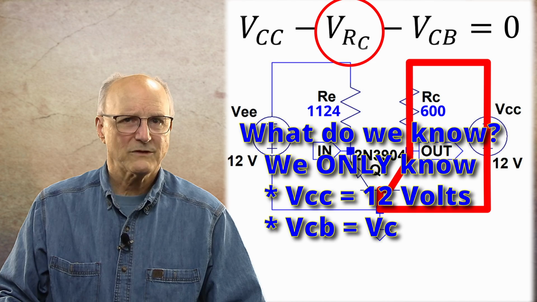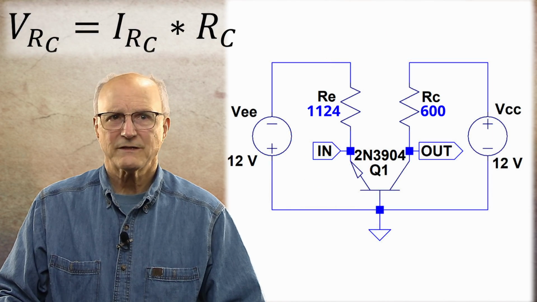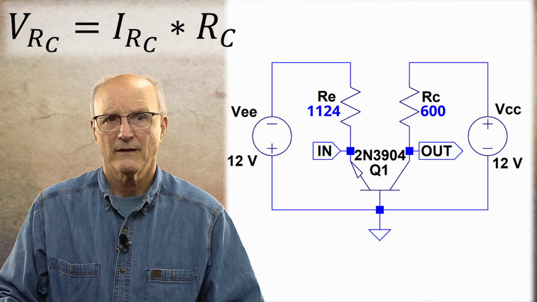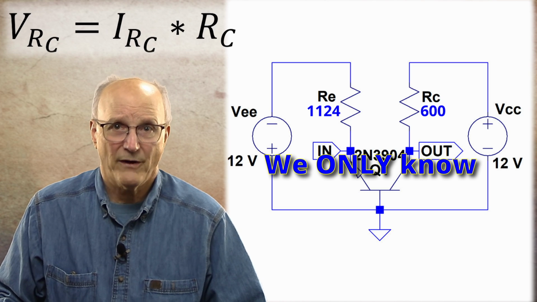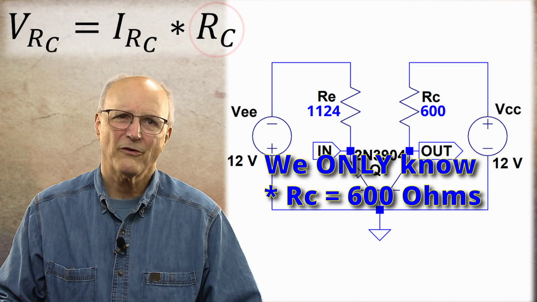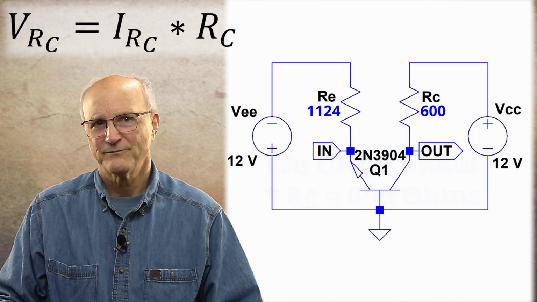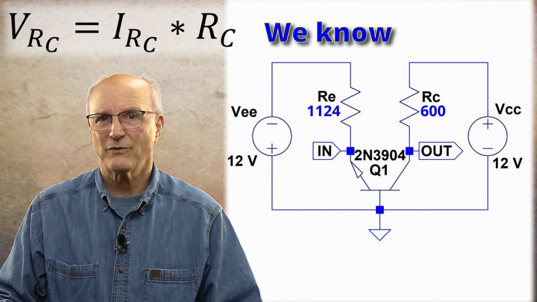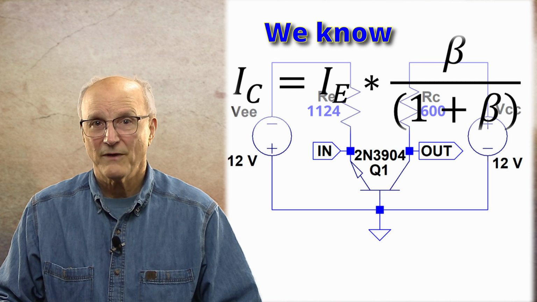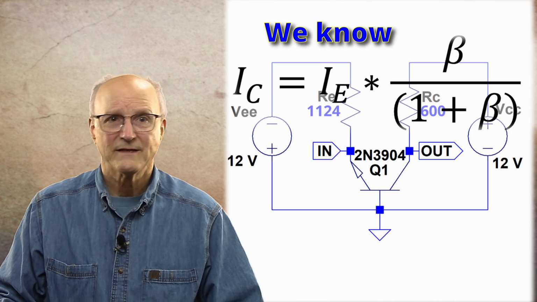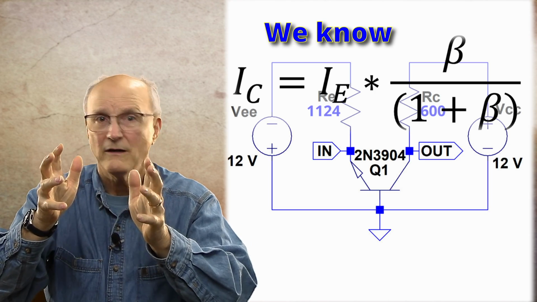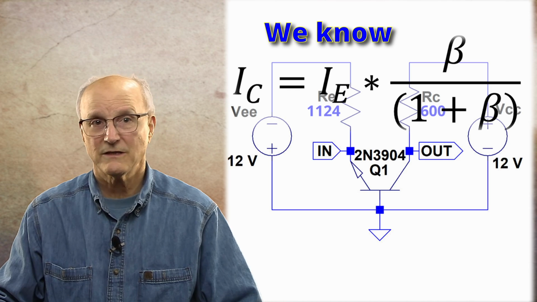We will begin with Ohm's law, which tells us that the voltage across the collector resistor is equal to the current through it times the value of it. The problem is the only thing we know at this point is the value of the collector resistor. So how do we determine the current through it? Well, we know that the collector current is related to the emitter current by this equation, which tells us that the collector current is equal to the emitter current times the quantity beta divided by 1 plus beta, where beta is the DC current gain of the transistor.